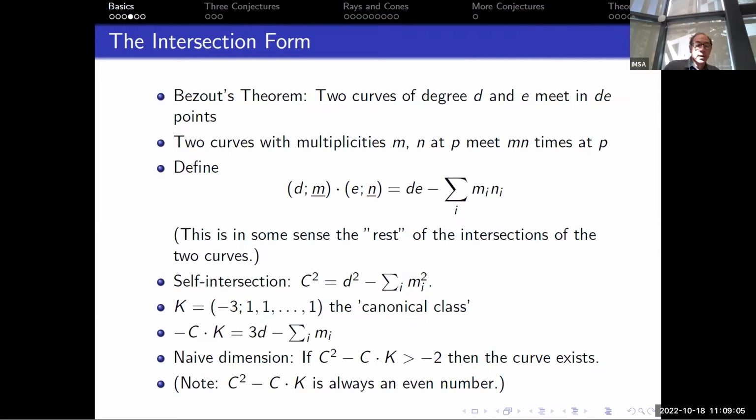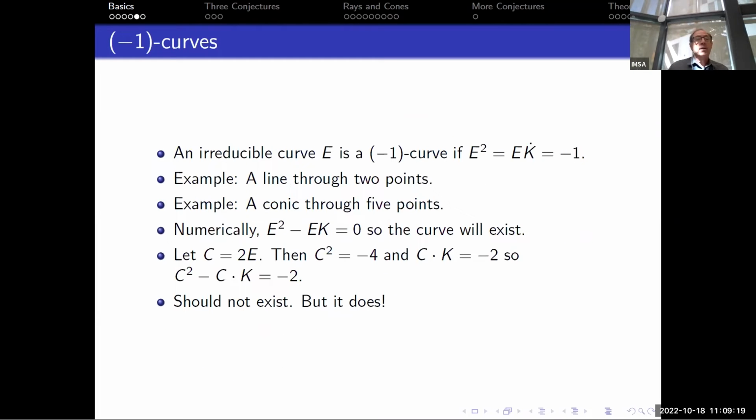This quantity c squared minus ck is always an even number. So that's a naive conjecture you could make. Well, if a curve exists, this is certainly true. Is this necessary and sufficient? It's not. So let's try to understand why.